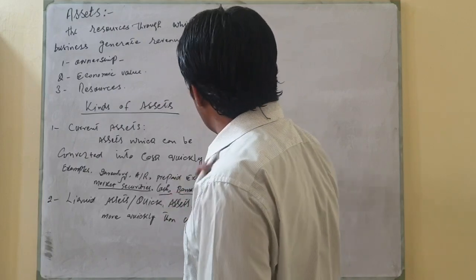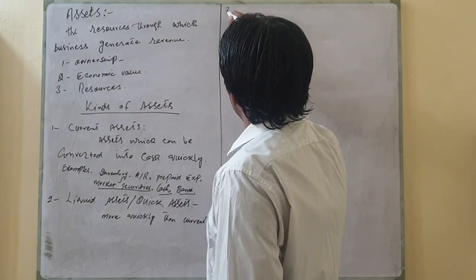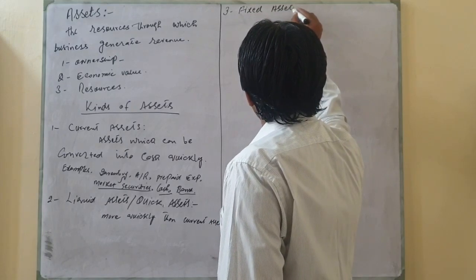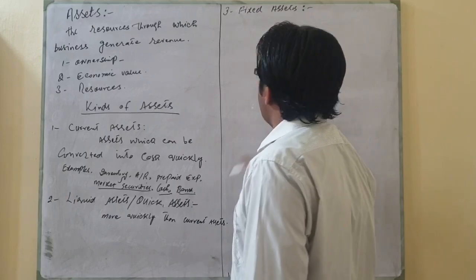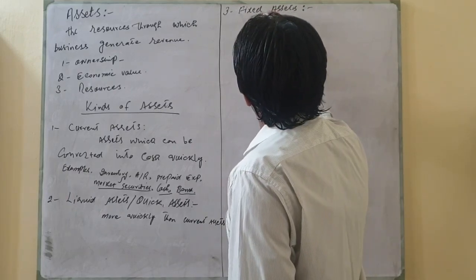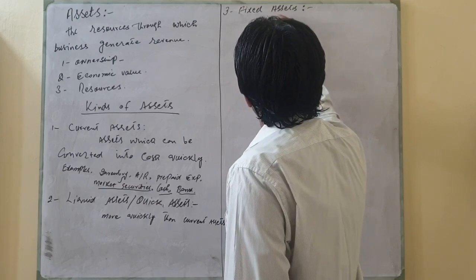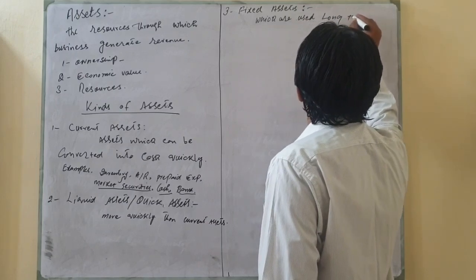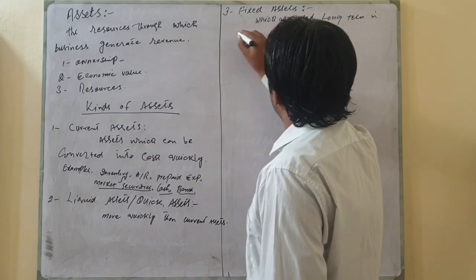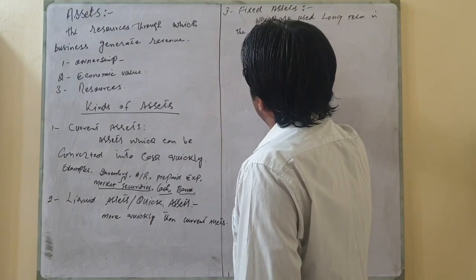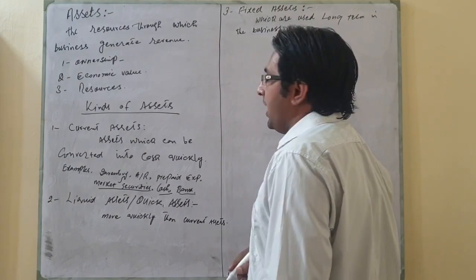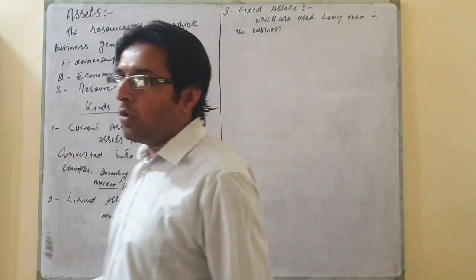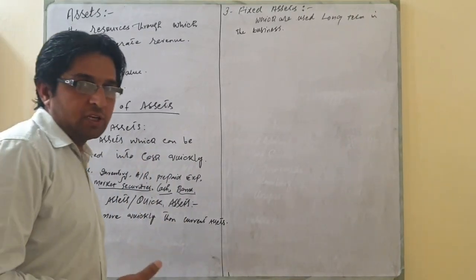Now we move toward another kind, that is fixed assets. What is meant by fixed assets? Those assets which are used long term in the business. They are not used in the business for days, weeks, months. They are used in the business for years to years. Mostly these assets are used in the operation of business.